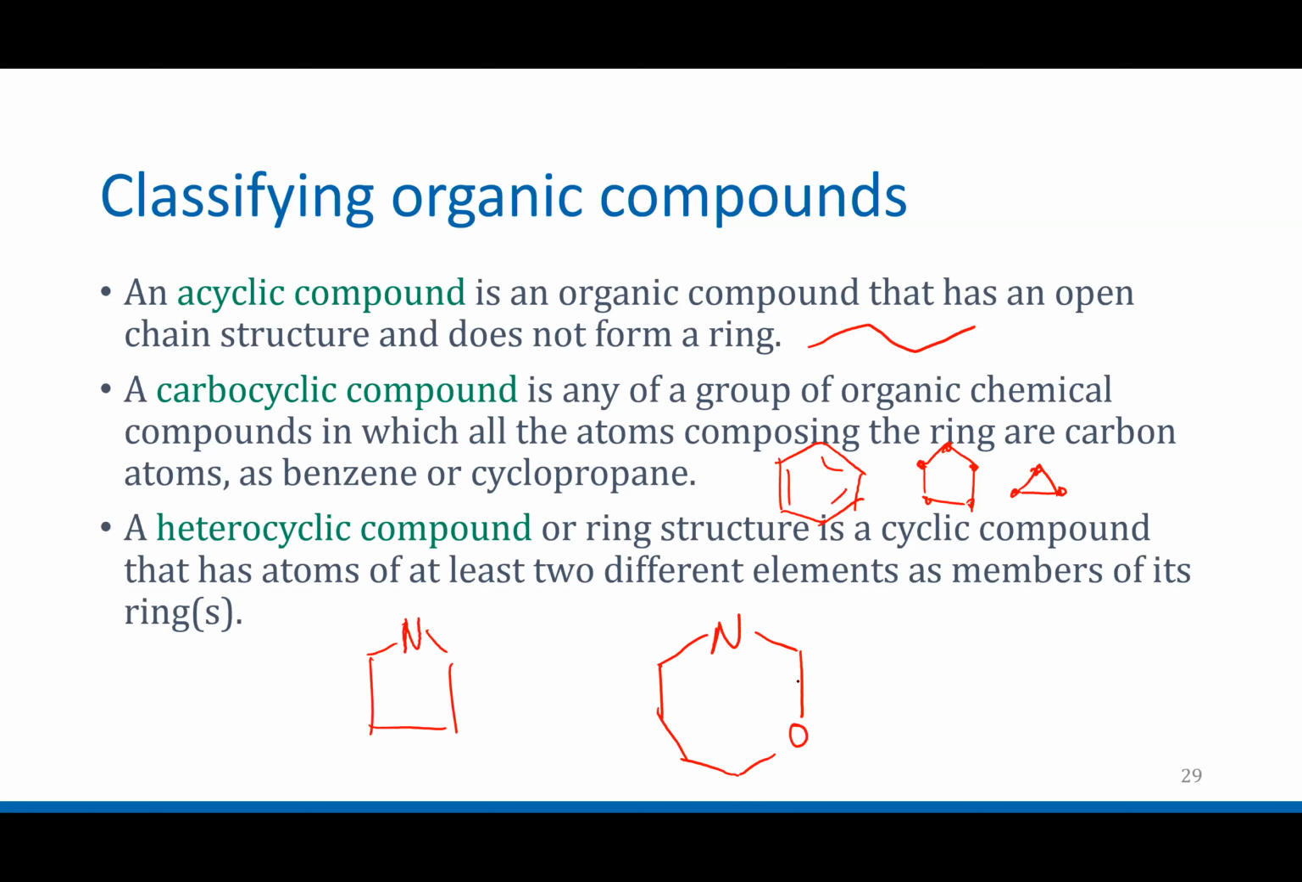So let me just say this again in summary. Acyclic, no ring. Carbocyclic, a ring with only carbons. Heterocyclic, a ring with carbons and other atoms. It doesn't need to be nitrogen, but it would be like carbon and nitrogen, or nitrogen and oxygen. Two different elements are in that ring. So you will see that.